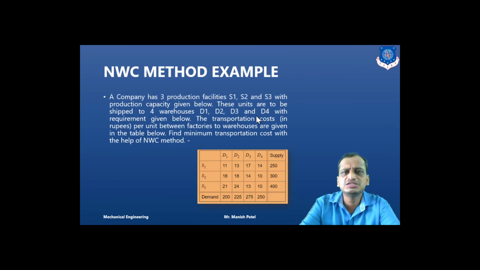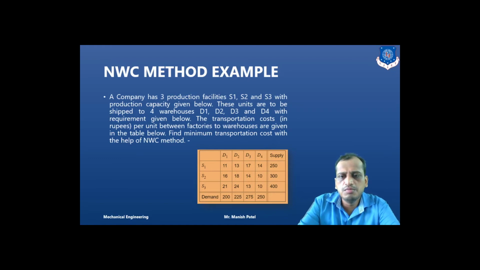Here the company has three facilities, S1, S2 and S3, and D1, D2, D3 and D4 are the warehouses. The sources and warehouses are given, demand and supply are given, and the transportation cost matrix is given here. With the help of the northwest corner method, we have to arrive at the minimum transportation cost.